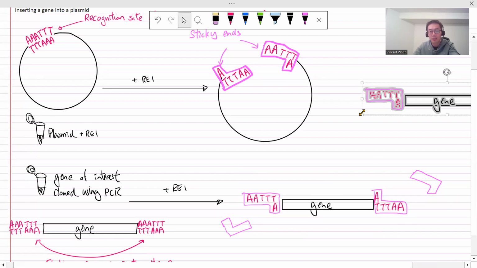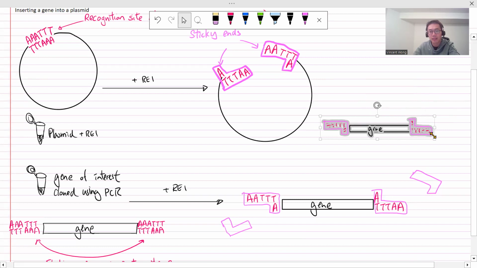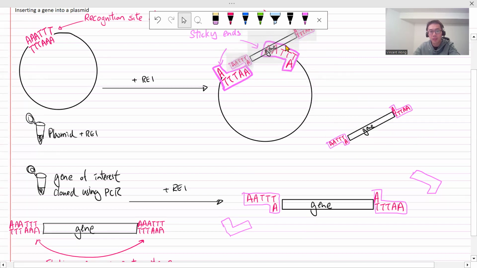Let me see if this works. Sometimes it works, sometimes it does not work. Which means I can actually take this guy and we're going to put it in. Nope, totally does not work. But you can kind of see it, right? You can see how the sticky ends are complementary.